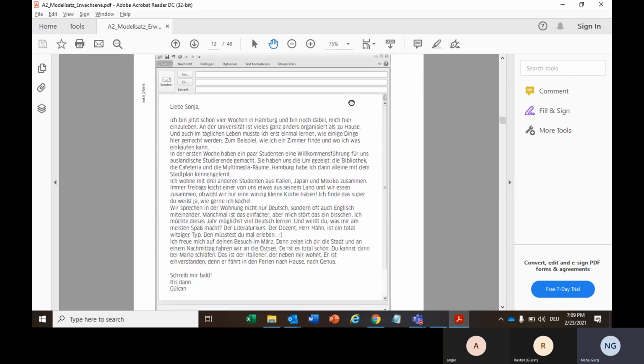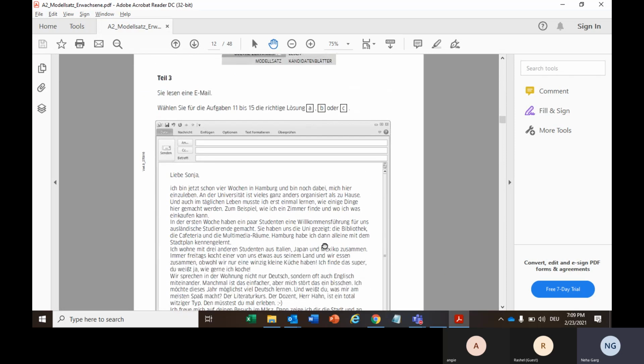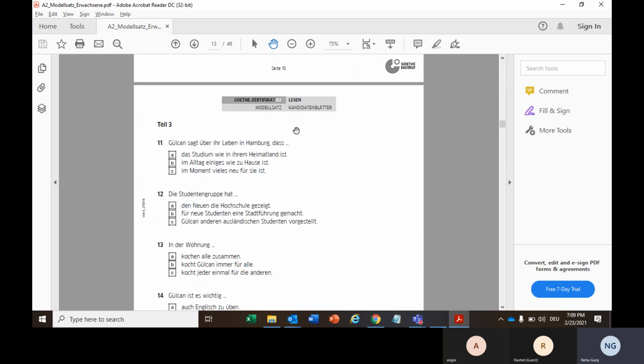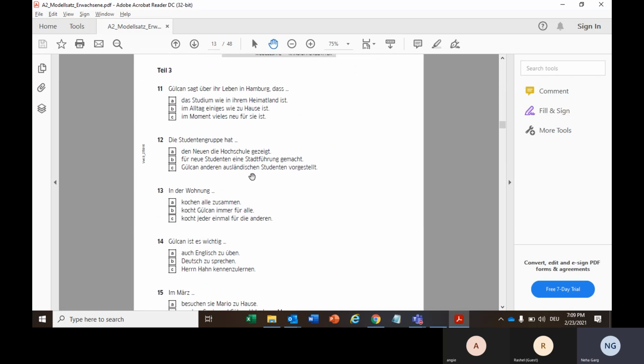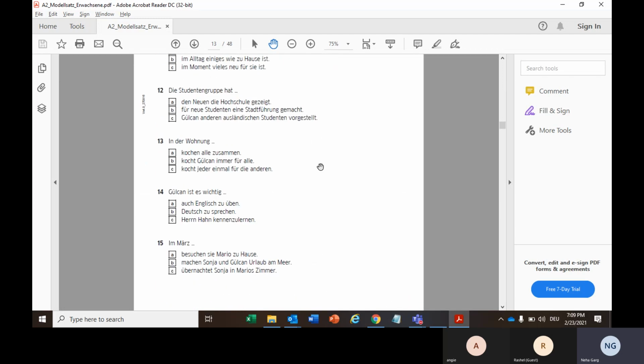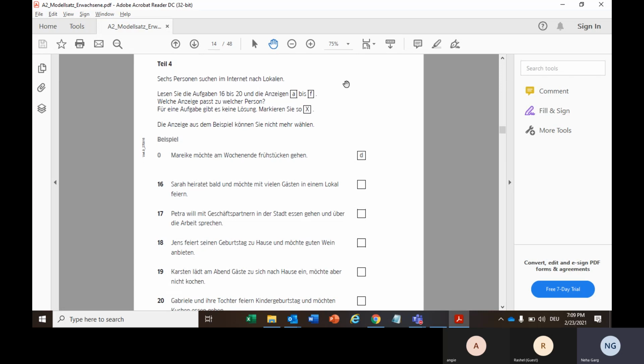Then in Teil 3 there will be one email which you will read, and similarly you will have these multiple choice questions to give answers from.